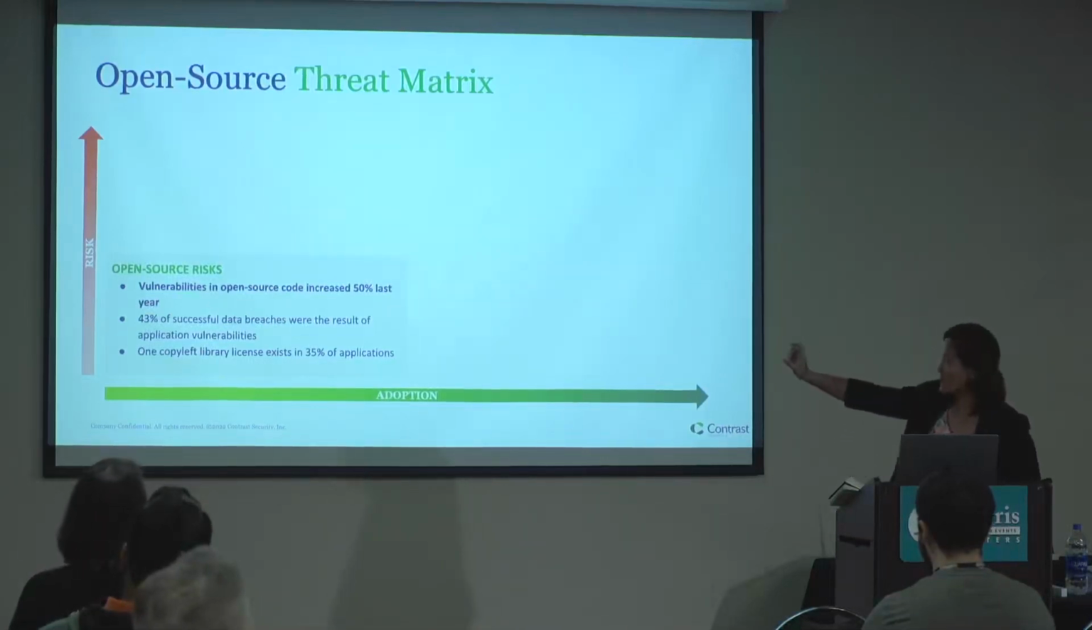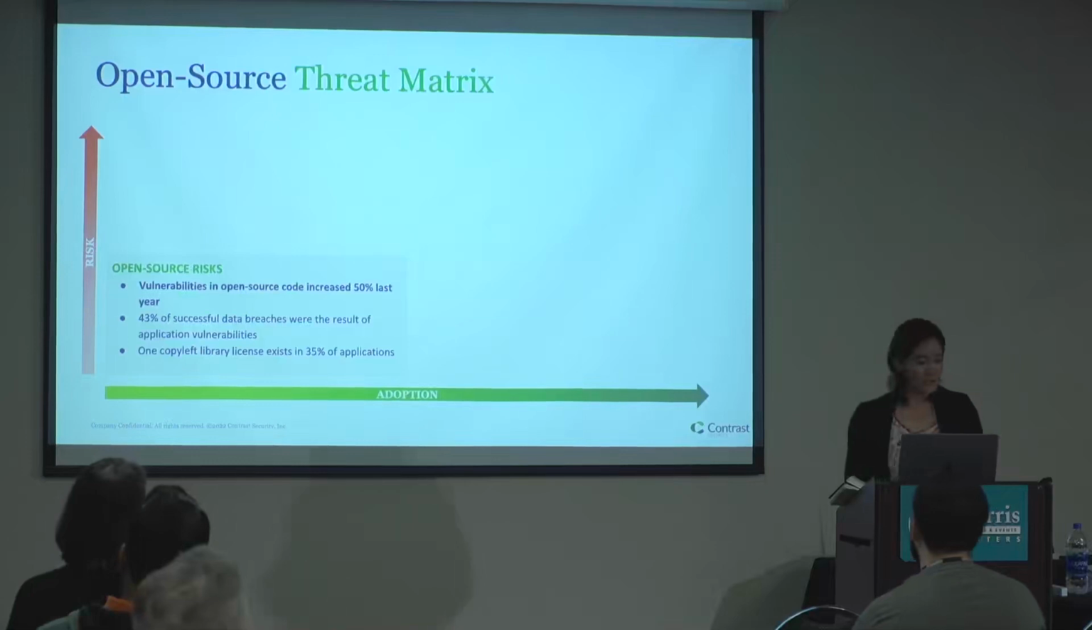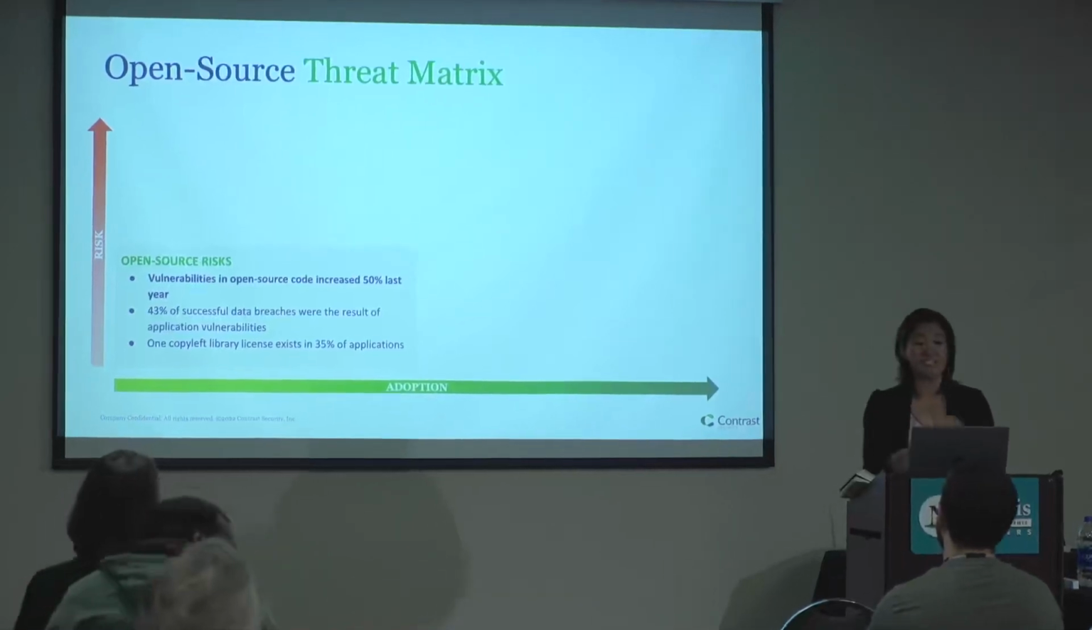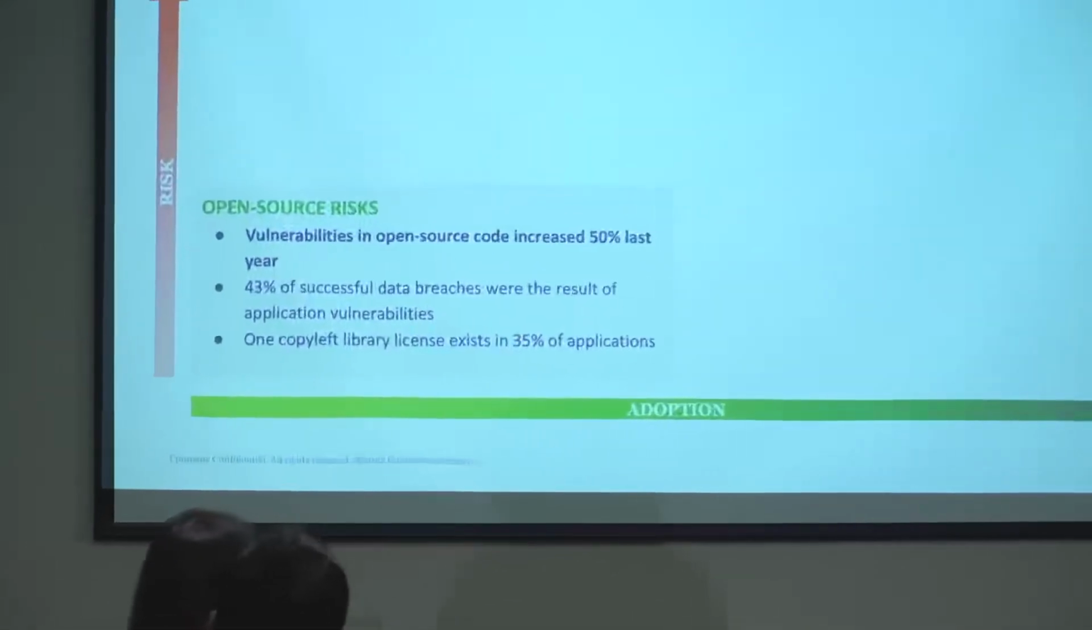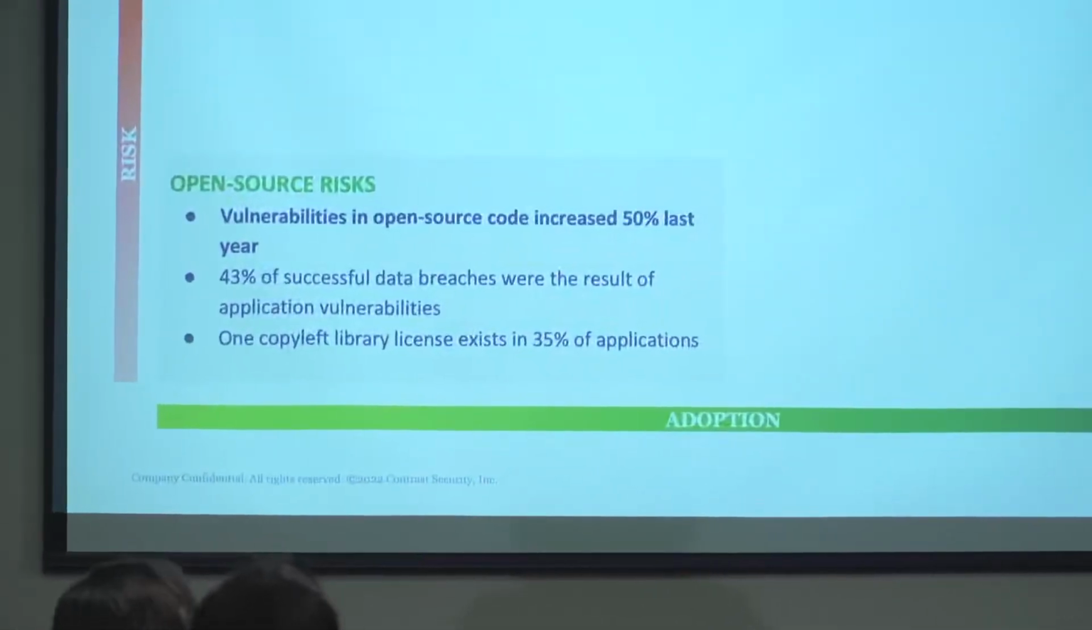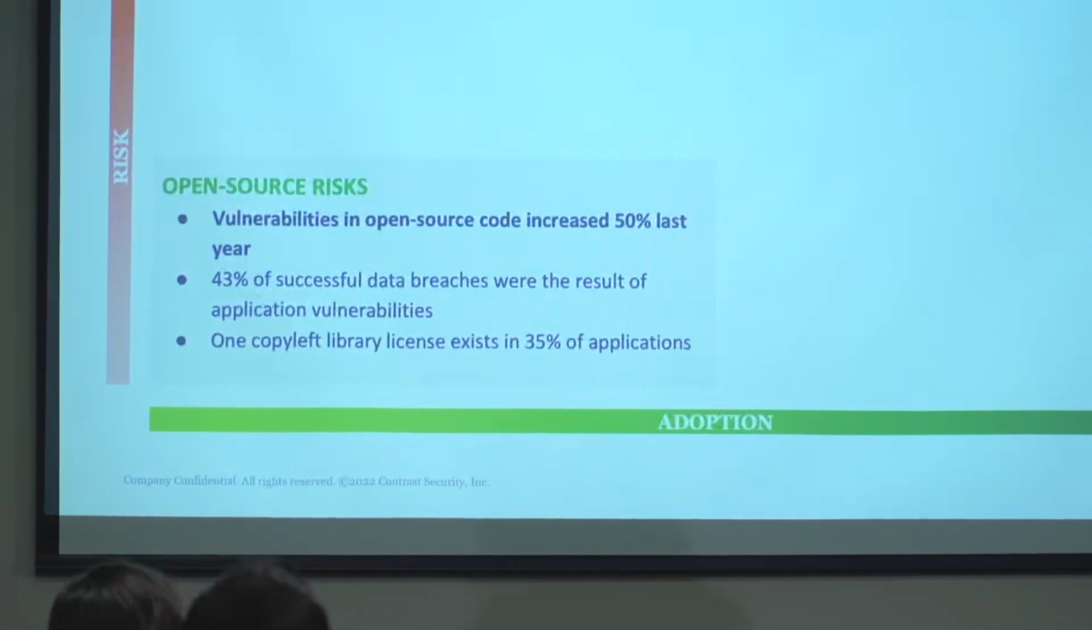But just that bold one, I want to call this out. Vulnerabilities in open source code increased 50% just last year. And who can tell me the number of CVEs that are actually published or sent to the public CVE places every day? Who can tell me that?